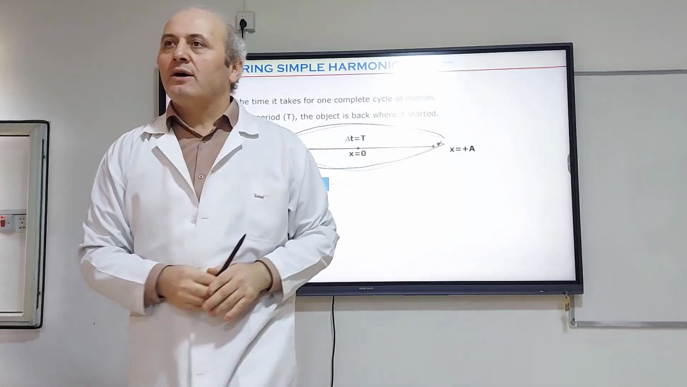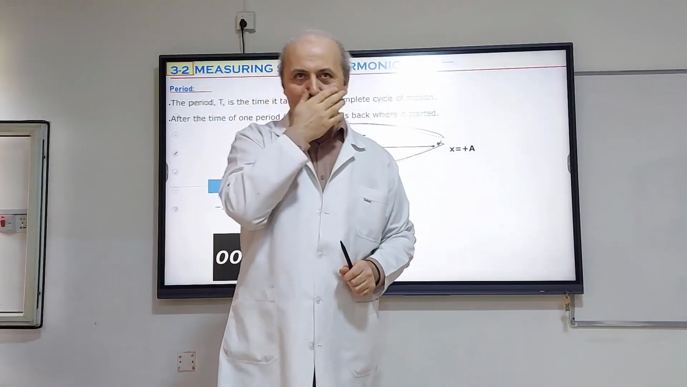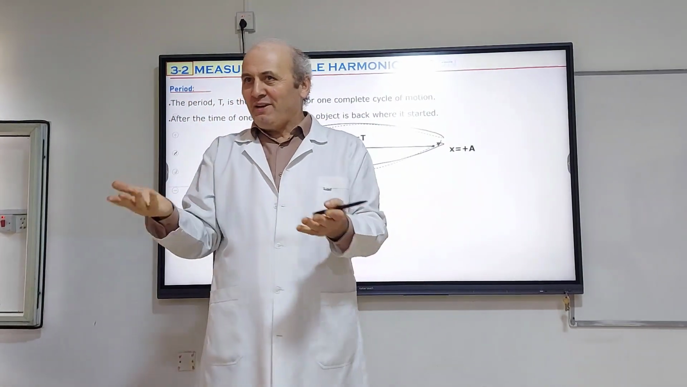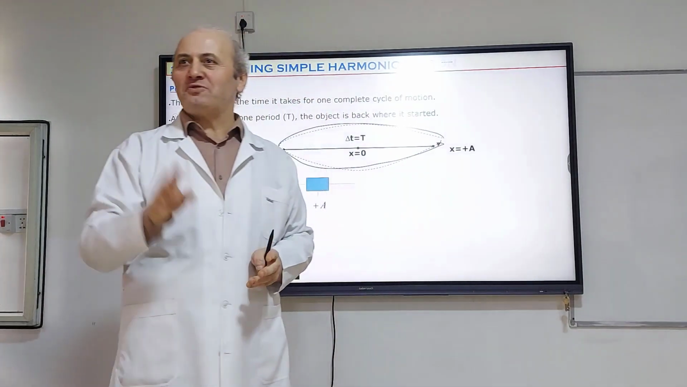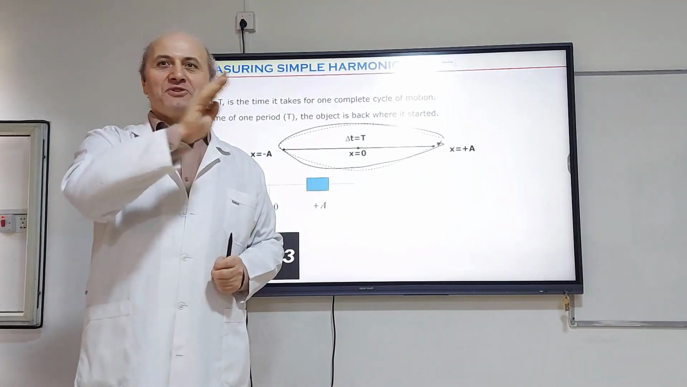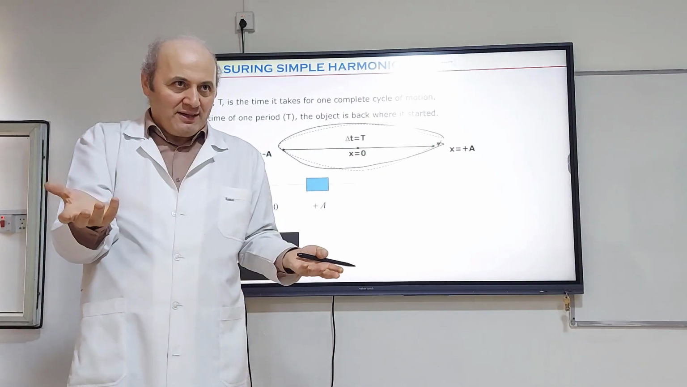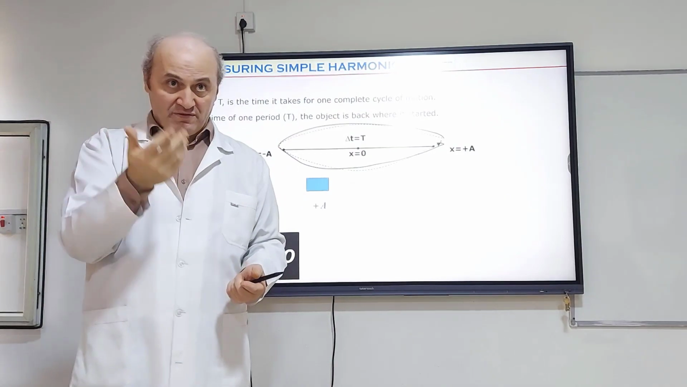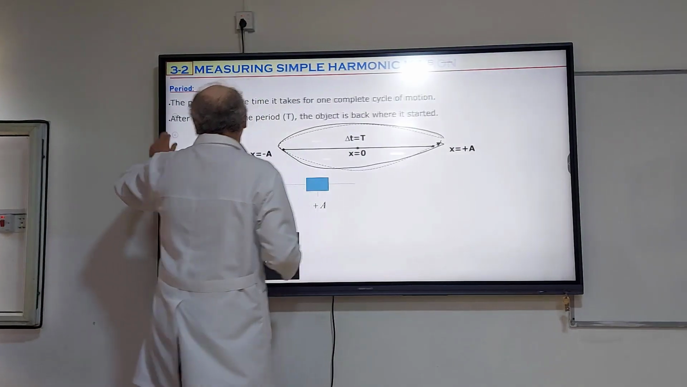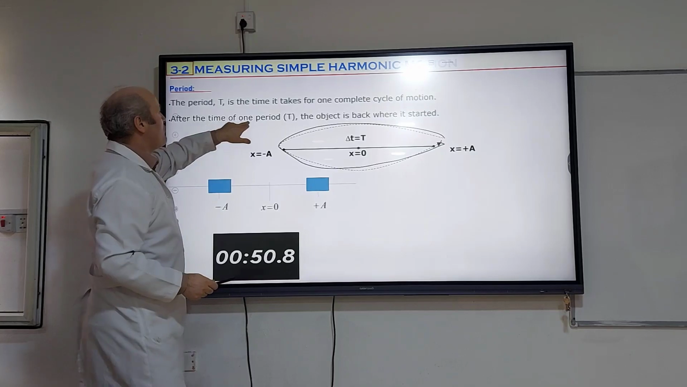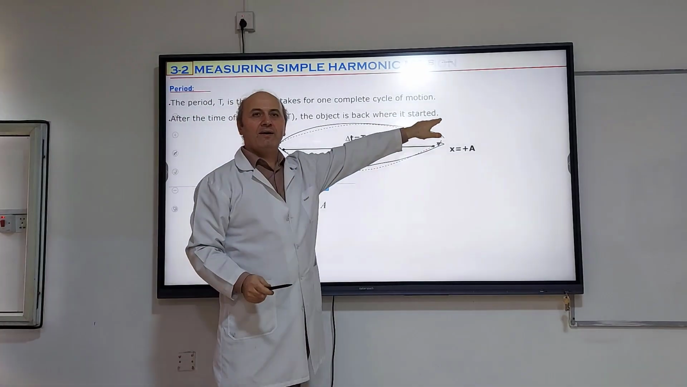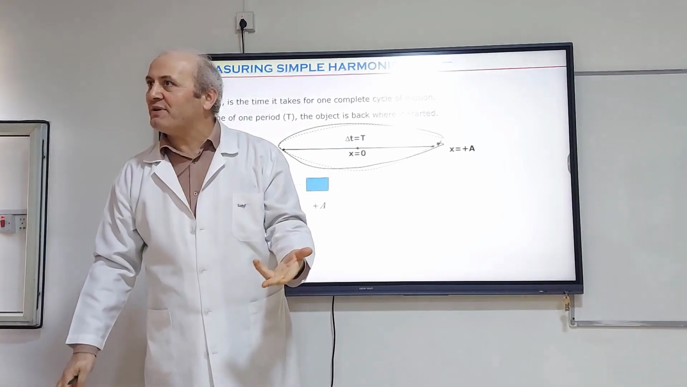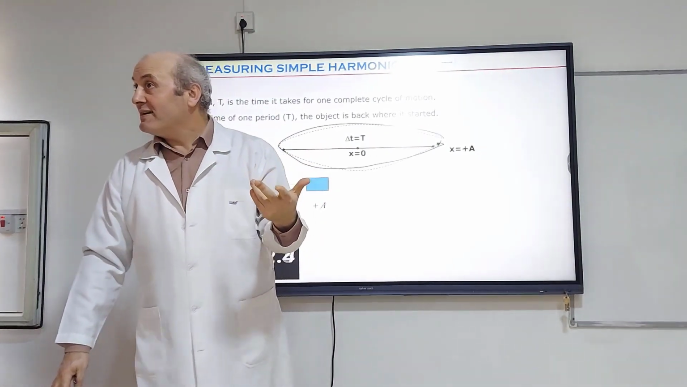In one period, the object travels a distance which is equal to 4A. Time for one cycle is the same thing. If I say in one cycle the object travels a distance 4A, or in one period the object travels a distance 4A, because time for one cycle is the period. You can give the sentence in a different way like this. After the time of one period, the object is back where it started, like one cycle.